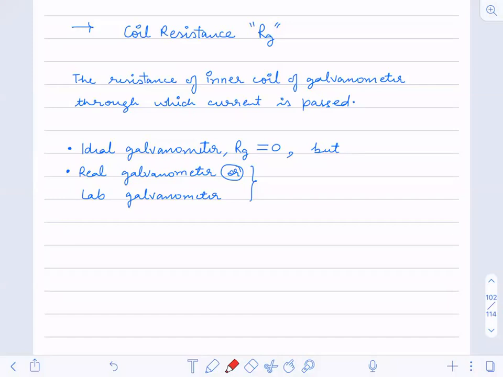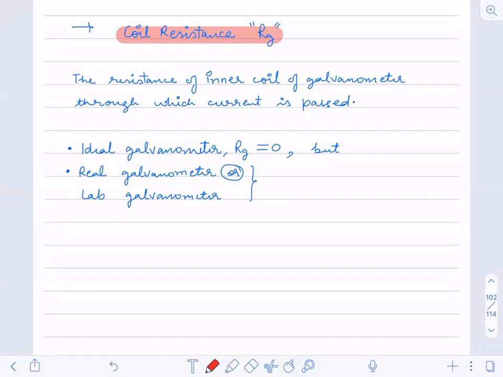Okay, internal resistance of galvanometer. Whether you will have coil resistance in the question, or you may also have internal resistance of galvanometer, because it is coming from the device itself. So you may be given in the question the internal resistance of galvanometer. Okay, understood?